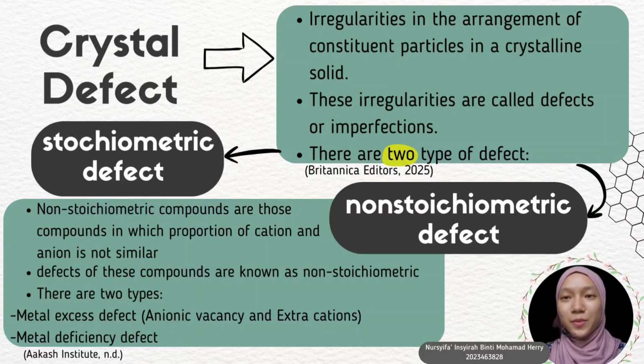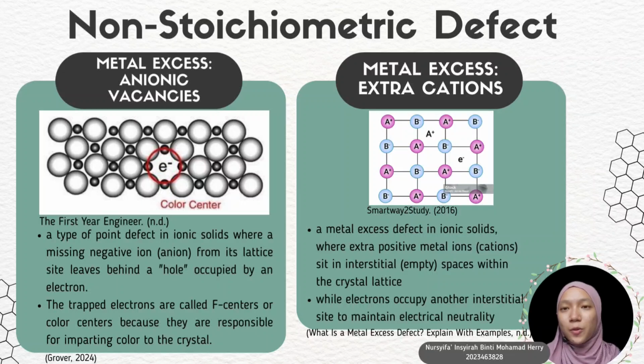Next, I will explain about non-stoichiometric defects. Non-stoichiometric compounds are compounds in which the proportions of anions and cations are not similar. These defects are known as non-stoichiometric. There are 2 types of these defects, which are metal excess defect and metal deficiency defect. Under metal excess defect, there are also 2 types, which are anionic vacancy and extra cations.